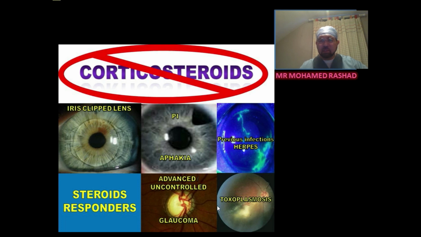The other things that are contraindicated are if the patient had previous infections like herpes infection or toxoplasmosis. This is a contraindication to using these steroid implants. If the patient has uncontrolled and advanced glaucoma, it is better to avoid it, except in very rare cases where no other modality can be used, and if it is under direct continuous monitoring of a glaucoma consultant controlling the intraocular pressure while putting in this implant.